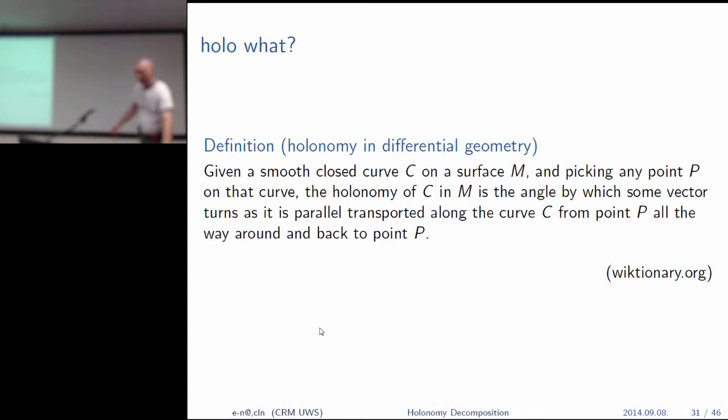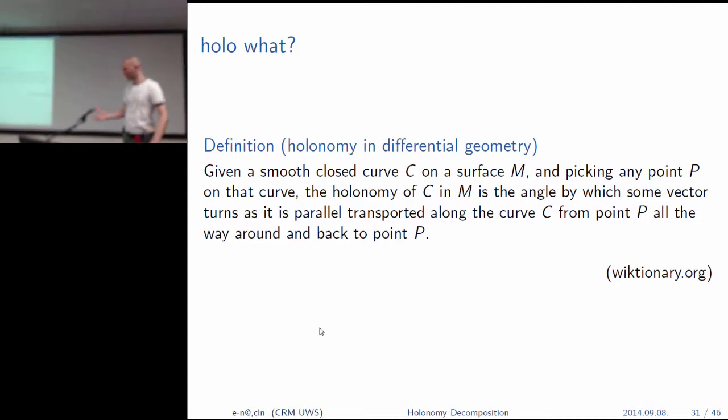And okay, so the explanation. So why is it called holonomy decomposition? The name comes from differential geometry, and I just copied it from Wikipedia, and it says, given a smooth closed curve C on a surface M and picking any point P on that curve, the holonomy of C in M is the angle by which some vector turns as it is parallel transported along the curve C from point P all the way around back to point P.